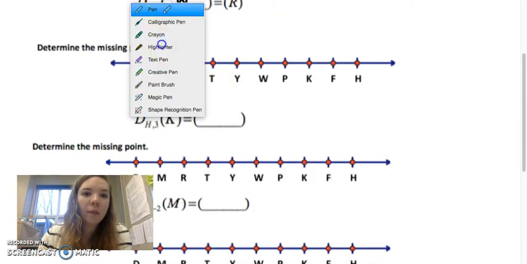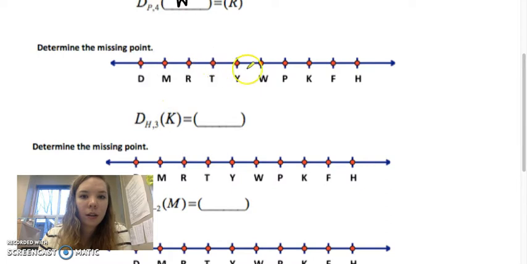Here, my center is H. I'm going to K. That's only 2 away. I want to take that 3 times over. So that'd be 1, 2, 3. So now I'd be at T. So that'd be my K prime.